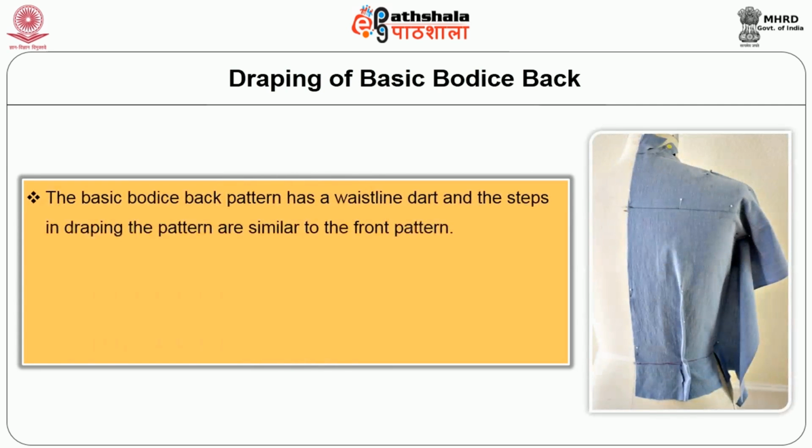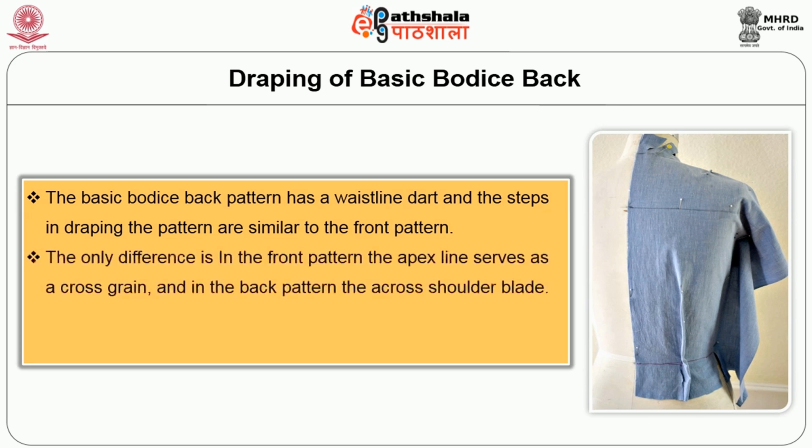The next is a draping of the basic body's back. The basic body's back pattern has a waistline dart, and the steps in draping the pattern are similar to the steps used in the front pattern. The only difference is in the front pattern, the apex line serves as a cross grain, and in the back pattern, it is positioned across the shoulder blade.